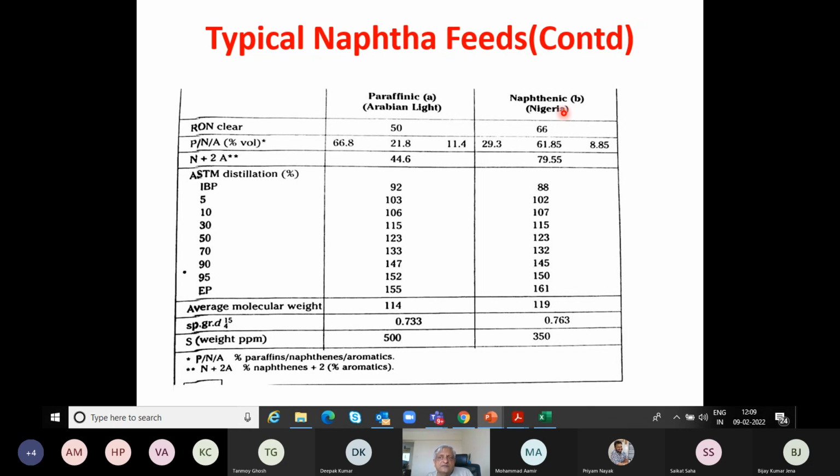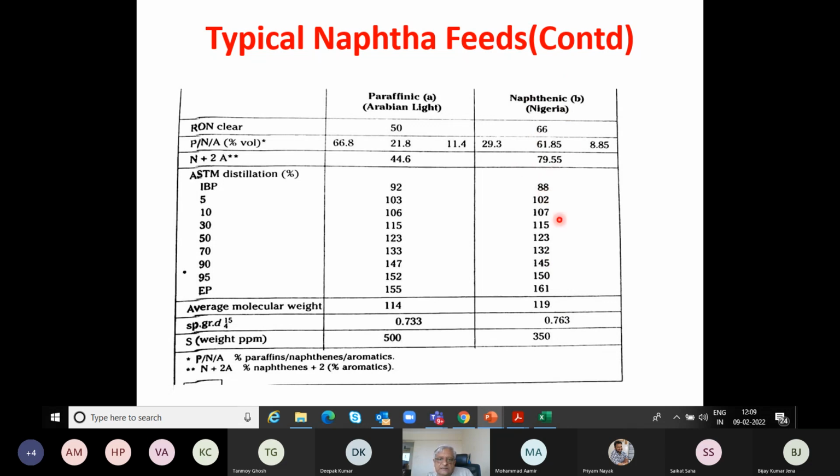and I'm trying to maximize paraxylene production in Jamnagar, what will I do? I will try to take a feed which is more naphthenic. And for that, I will try to choose the crude oil, or buy that kind of crude oil, which will help me to make more paraxylene.